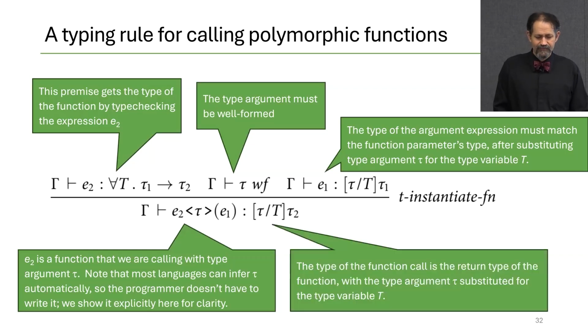Finally, the type of the function call is the return type of the function. But once again, we must substitute the type argument tau for the type variable t wherever it appears in the function's return type, because again, when we call the function, the type t is not in scope. That's only used in the definition of the function.